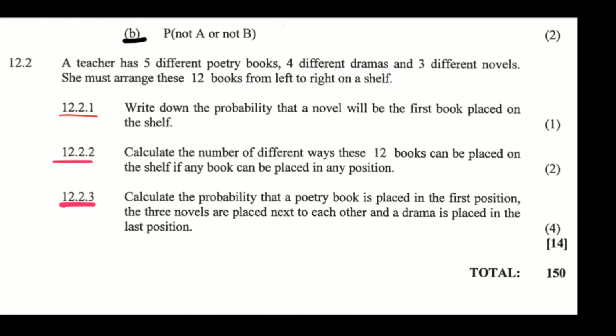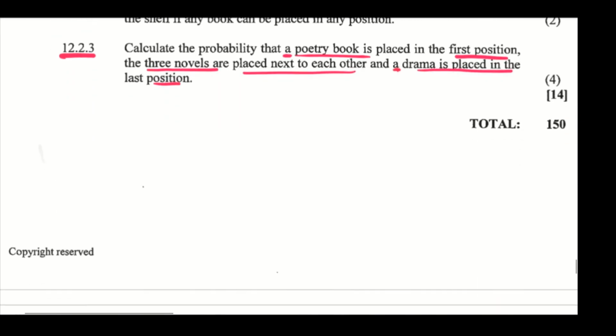12.2.3. Calculate the probability that a poetry book, this is important, a poetry book is placed in the first position. A poetry book, not poetry books, just one poetry book. The 3 novel books are placed next to each other. 3 novel books, not one, just 3. A drama placed in the last position. So this statement is critical here.